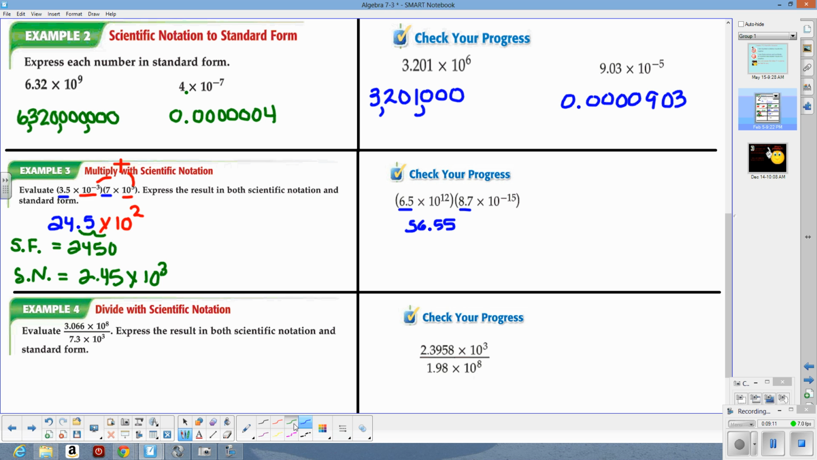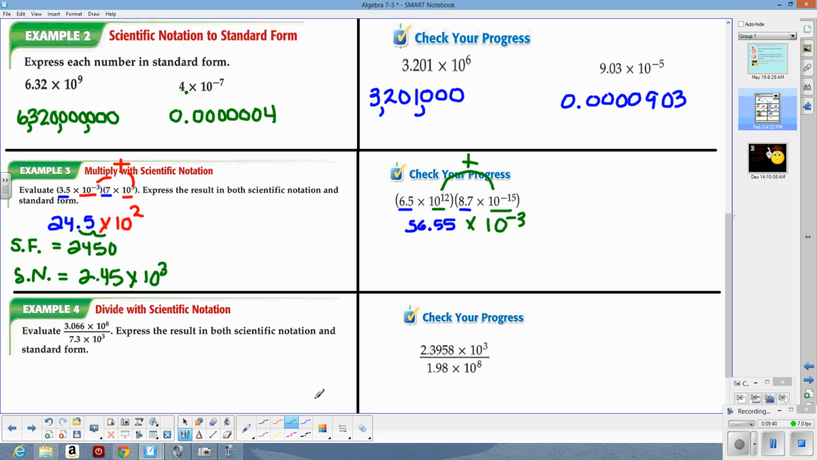And then we're going to go ahead and multiply 10 to the 12th times 10 to the negative 15. Since those both are the same base, we can add the exponents. 12 plus a negative 15 is negative 3. I guess I meant to write that we were going to add those together. When we add those together, we end up with 10 to the negative third power.